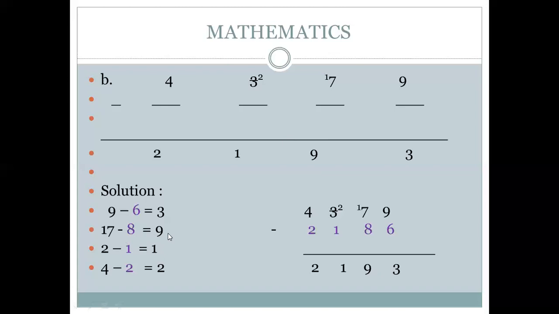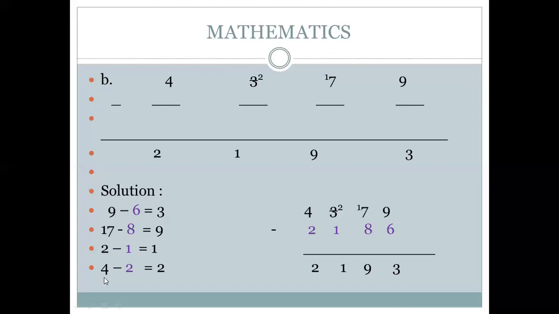Now come to the third number. This is 3, but we have already taken 1 carry from it. So 2 is left over there, and in the answer 1 is given. So it is easy: we subtract 1 from 2 and we get 1. So 2 minus 1 is equal to 1. It means the third missing number will be 1.